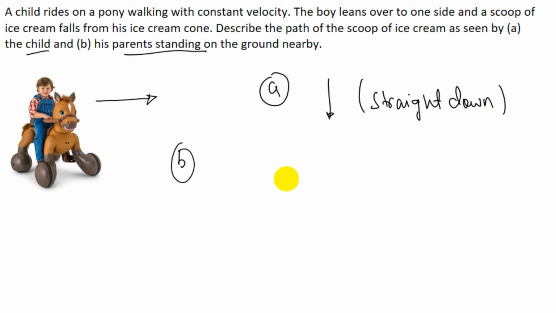But from the parents' point of view, the scoop of ice cream has some horizontal velocity and also acceleration in the downward direction. So this case is similar to projectile motion, with uniform acceleration in one direction and constant velocity in the perpendicular direction. For projectile motion, the path is parabolic. So from the parents' point of view, the path will be parabolic.